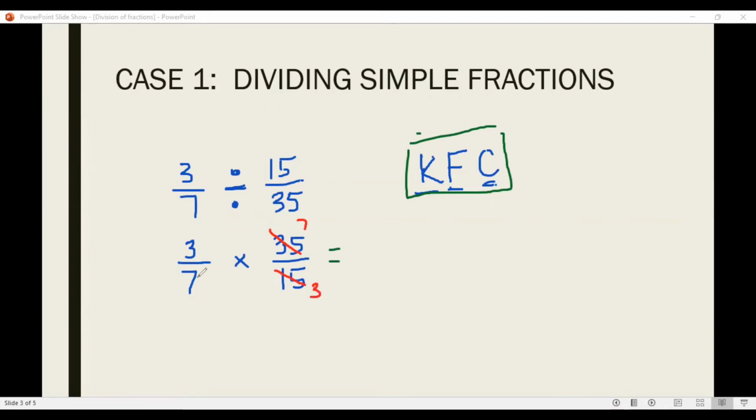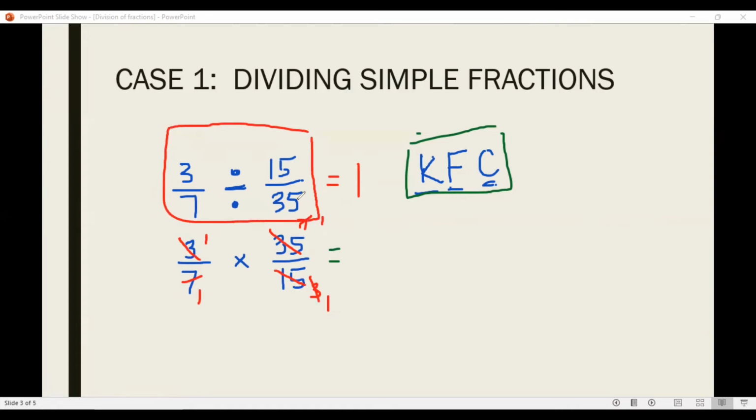Okay, and then what did you notice? You have 7 and 7 here. So you can cancel 7 with the 7. That means equal to 1. And also the 3 with the 3. So therefore, our problem will now become equal to 1. Okay. Actually, you can also simplify.